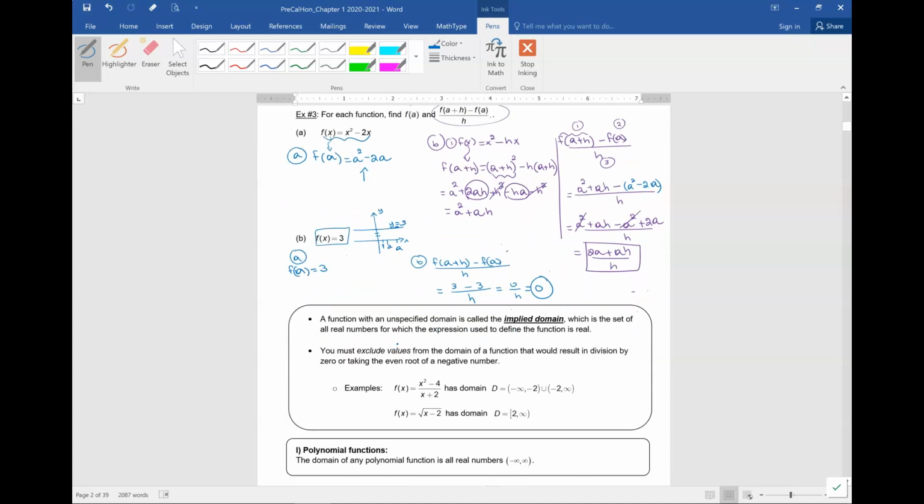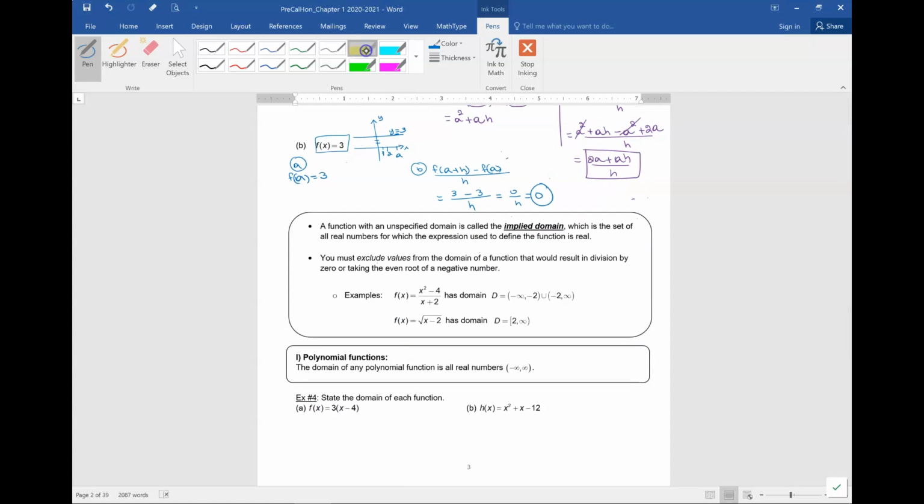All right. Let's talk about domain. A function with an unspecified domain is called the implied domain, which means if you just see a random function right out in the open, you're walking down the street, you see a billboard with a random function on it, the values of x which that function exists over is called the implied domain of that function. Basically what you know as domain of the function.